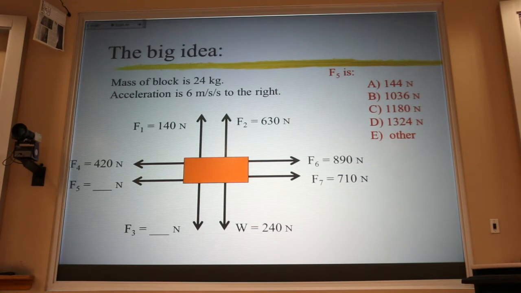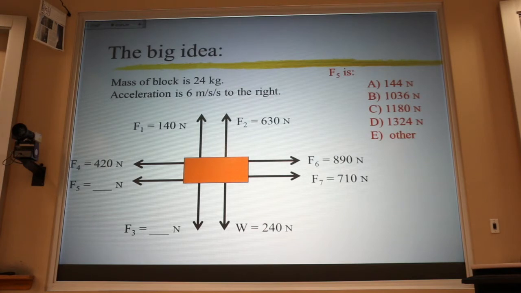When I expand out F net in the x direction, I just add up all the horizontal forces, but I add them as vectors. I have to be careful with the sign. So here I have 890 newtons to the right, so it's positive. I have 710 newtons to the right, so it's positive. I have 420 newtons to the left, so it's negative. I have F5, it's to the left, so it's negative. That has to equal the mass of 24 kilograms times the acceleration, which is to the right, so it's positive, of 6 meters per second every second.